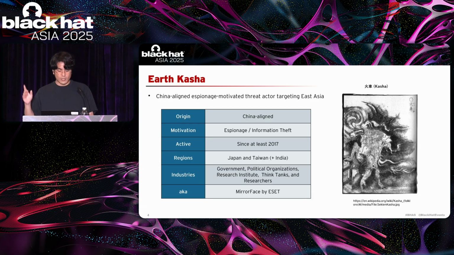Regarding the image on the right-hand side, a lot of people ask me what Kasha is, so I put the image of that. Kasha is a legendary creature in Japan, meaning a beacon on fire. But I just randomly picked this name for this threat actor. There's no context, there's no meaning. So please don't ask me this same question, just in case you're interested.